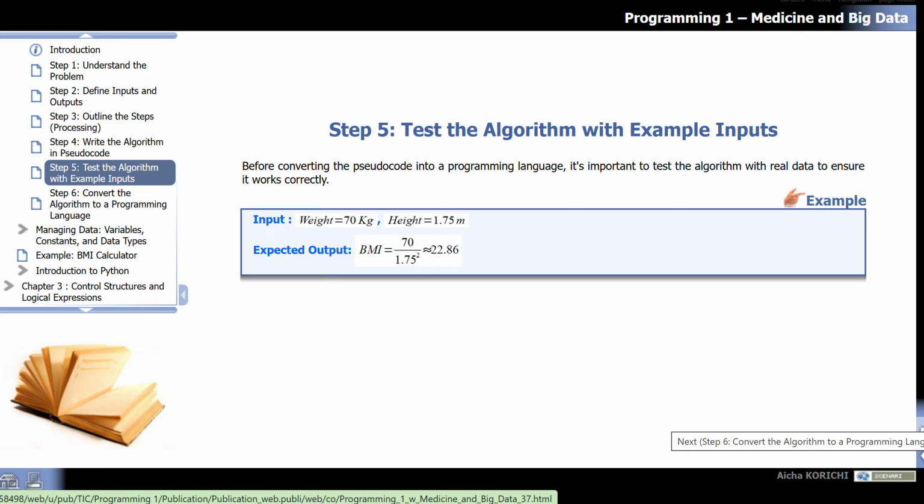The fifth step is to test the algorithm with example inputs. Before converting the pseudocode into programming language, it's important to test the algorithm with real data to ensure it works correctly. So we will give real values.